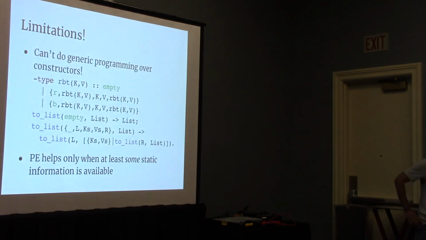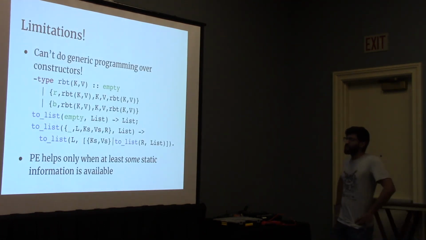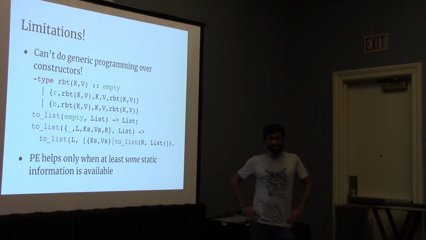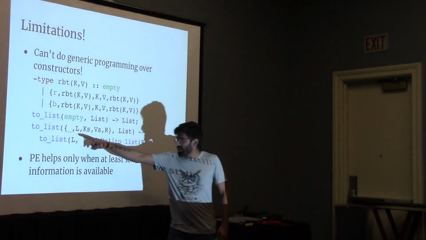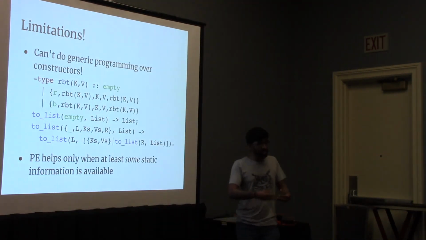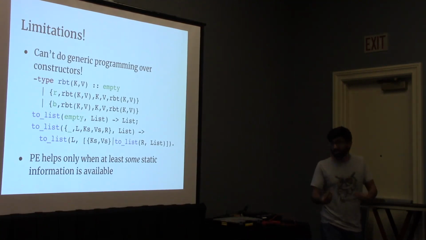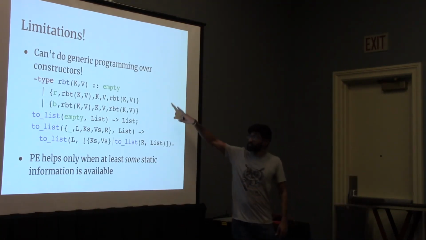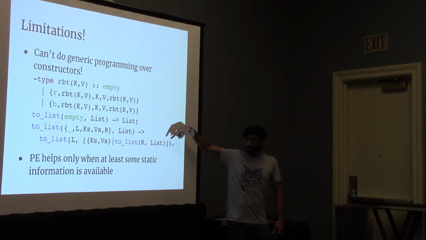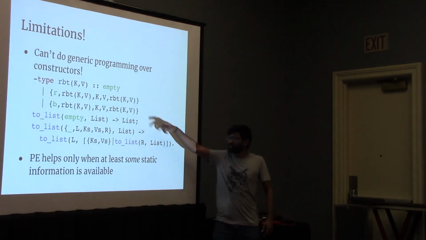So, alright, but again, there are limitations to such a type system. You cannot do generic programs, right? Generic programming over constructors. What does that mean? You cannot use the wildcard pattern over the constructor, because constructors are tags for type inference, right? You have to specify the constructor. So this is actually a very common thing to do, provided the types of the arguments agree.